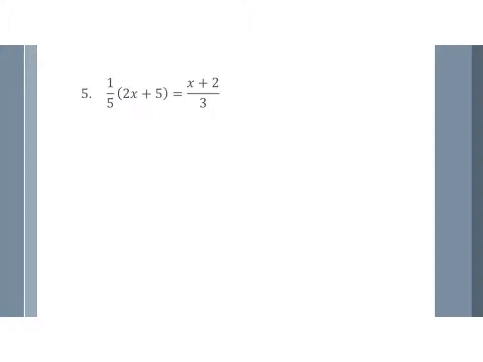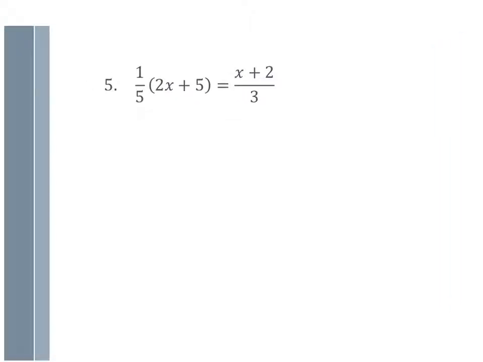Again, so we're going to go ahead and clear the fraction. So my common denominator here between 5 and 3 is going to be 15. So I'm going to multiply the whole thing by 15. Or again, what are you going to multiply 5 by to make it 15? And that's what you would multiply the top by.